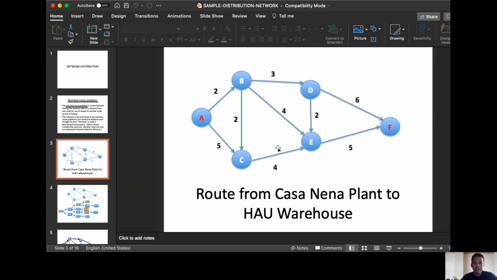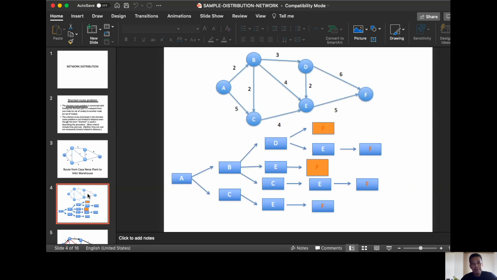Normally, for us to find the shortest route, we explore all possible options to get from Casa Nena to the HAU warehouse. In this figure, I have plotted the possible options from Casa Nena to the HAU warehouse. Of course, from Casa Nena, there are two options. Either you go to B or you go to C, and then you only follow the arrows indicated.